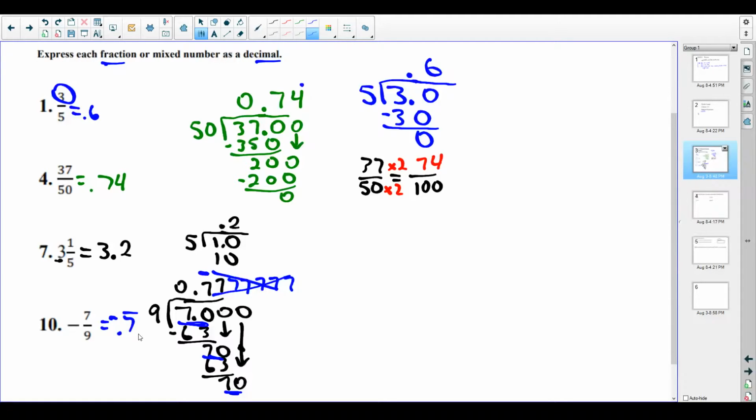There you go. So that's fractions to decimals. A lot of this is knowing your multiplication facts. So if you don't know your multiplication facts, take some time, go learn them. Find yourself some flashcards.